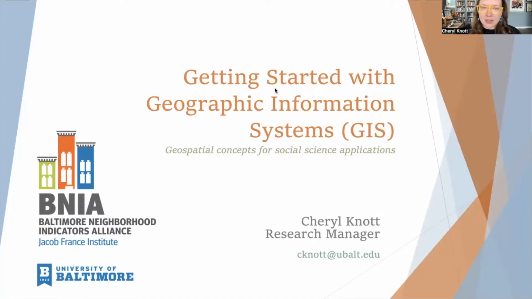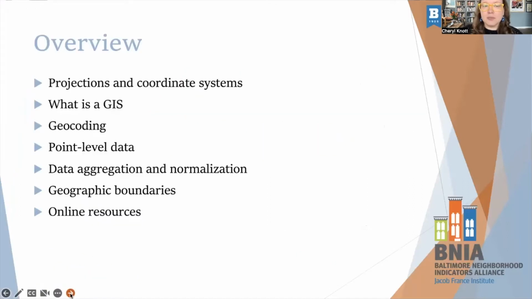In this video, getting started with geographic information systems, I'm going to be covering some geospatial concepts for social science applications for the Baltimore Data Science Corps in 2022. In this presentation, I will be covering a bit of information about projections and coordinate systems, what is a GIS, the geocoding process, using point level data, and then aggregating it and normalizing it to create community indicators. I'll have a bit of an introduction to some geographic boundaries, and lastly, wrap up with some online resources.